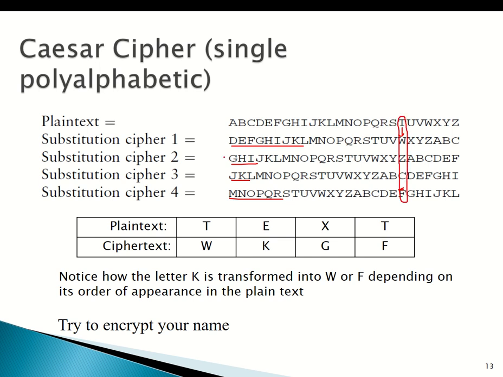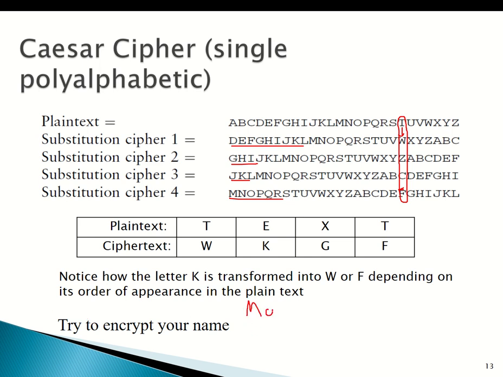Remember, this is T, the first, second, 3rd and 4th shift. All right, now if it is the first shift, T will be mapped to what? To W. If it's a second shift, we map to Z. If it's the 3rd shift, we map to C. So the letter it is mapped to depends on how many shifts you will use. Notice how the letter is transformed into W or F depending on the shift. Try to encrypt your name.